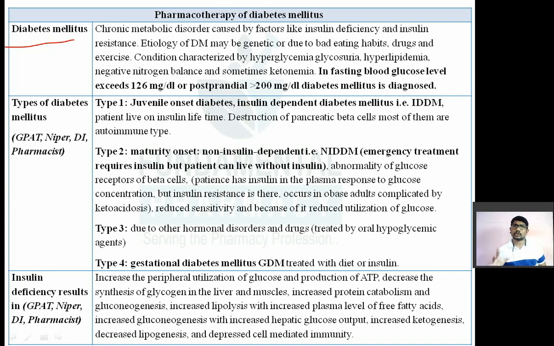So again, it is a chronic metabolic disorder caused by different factors. There will be either complete deficiency of insulin or inadequate production of insulin, or there is insulin resistance due to bad habits, genetic origin, and some drugs. Now this condition is characterized by these three. It is characterized by increased blood glucose level, or increased sugar level in the blood.